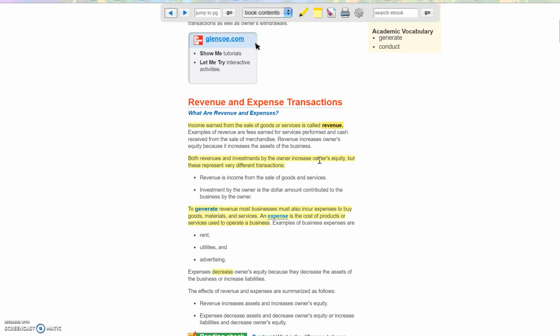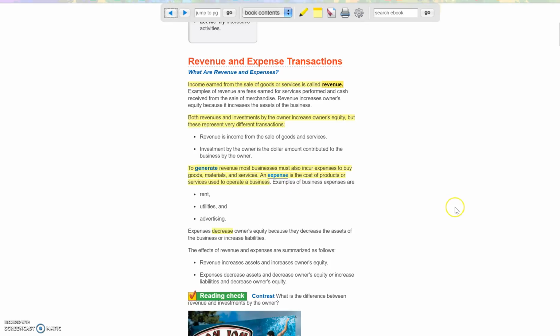Very, very different. In order to make revenue, a business has to incur an expense, and it might be small, but it might also be large. So an expense is the cost of doing whatever they do for their revenue. So the cost of products or services used to operate the business. We talked a little bit about this in class. It could be rent, utilities, advertising, salaries, or a miscellaneous expense. There's tons of different classifications of expenses, but it is the cost that you incurred to make your revenue.